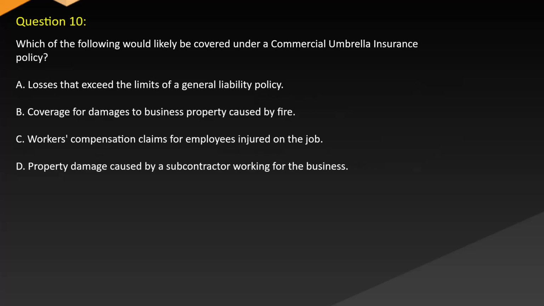Question 10. Which of the following would likely be covered under a commercial umbrella insurance policy? A. Losses that exceed the limits of a general liability policy. B. Coverage for damages to business property caused by fire. C. Workers' compensation claims for employees injured on the job. D. Property damage caused by a subcontractor working for the business.